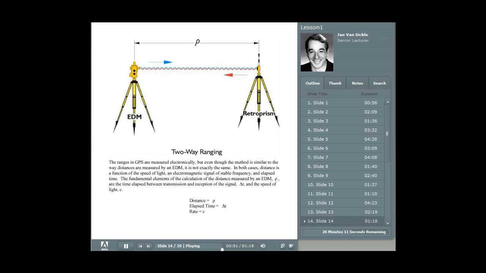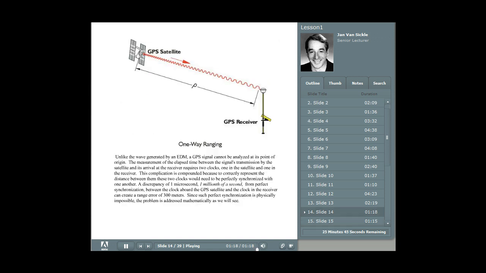So it's a very constant frequency, of course, at the speed of light. The idea is to determine the elapsed time of this two-way trip, and by a simple calculation, divide it by 2, and there's the distance between the two stations. You have the distance to derive, which is indicated by rho, the elapsed time, by delta t, and the rate of the electromagnetic radiation, the speed of light, c.